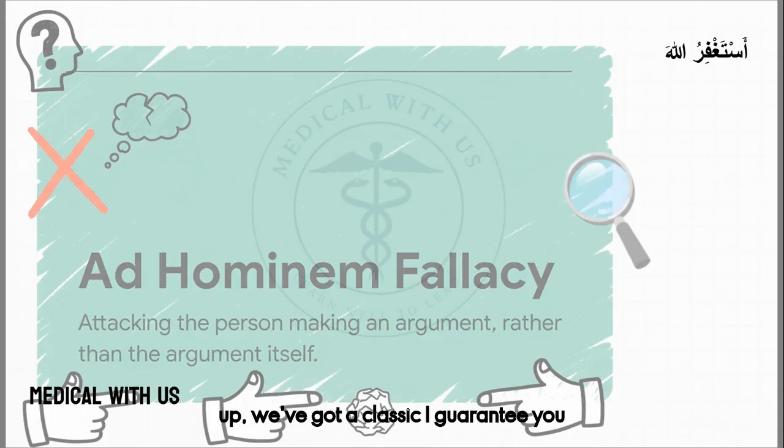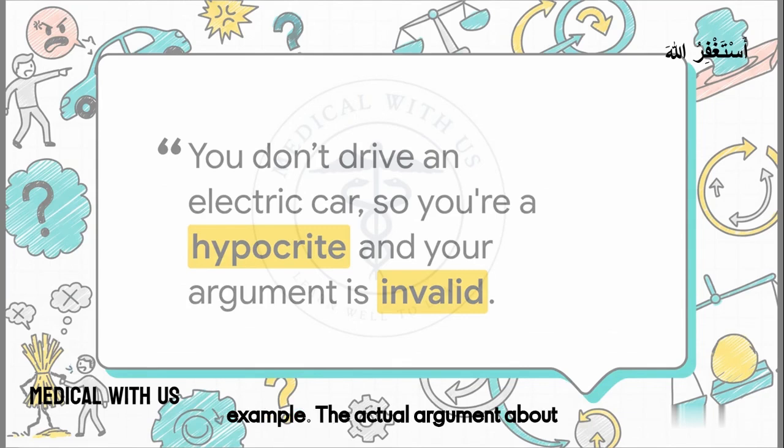First up, we've got a classic I guarantee you've seen before, the ad hominem fallacy. It's Latin for to the person, and it's literally what it sounds like. You ignore the argument and just attack the person making it. I mean, here's a perfect example. The actual argument about climate change is completely ignored. Instead, the person speaking is attacked for not owning an electric car. But whether or not someone's a hypocrite has absolutely zero to do with the scientific facts of their argument.